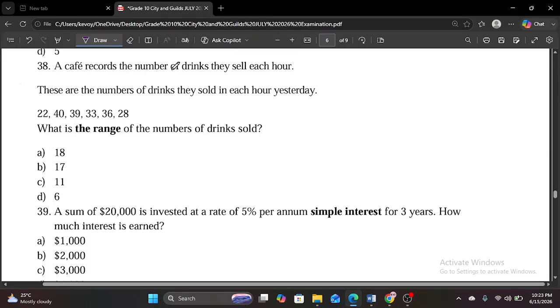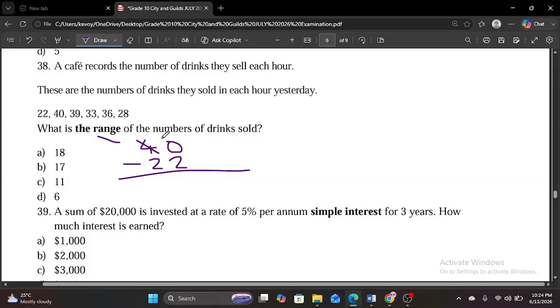So a cafe records the number of drinks they sell each hour. These are the number of drinks they sold in each hour yesterday: 22, 40, 39, 3, 36, and 28, and we're asked to find the range. Range means that you take the largest number and subtract the smallest number from it. So the largest number is 40. Subtract the smallest number from it, that's going to be 22.